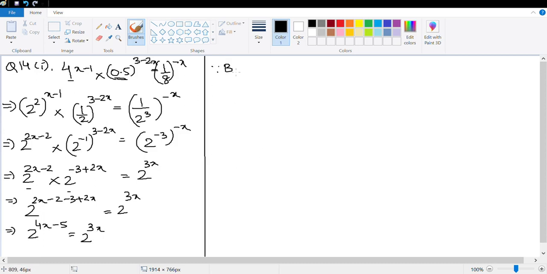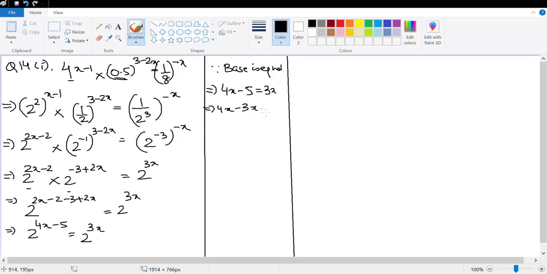Since base is equal, I can equate the powers. So since base is equal, which means 4x minus 5 is equal to 3x, which means 4x minus 3x is equal to 5. Therefore, x is equal to 5. Done. Let's solve question 14, part 3.